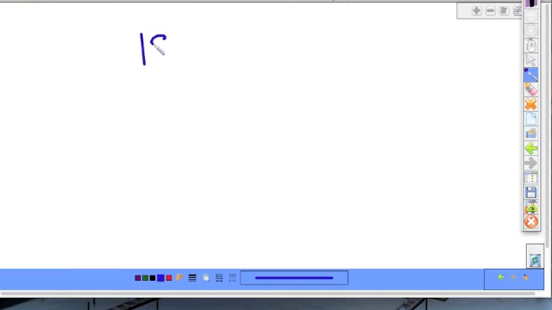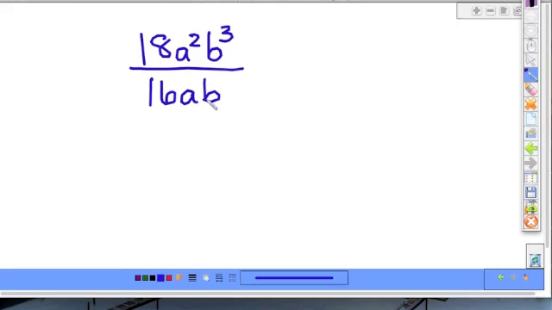We have 18a squared b to the 3rd all over 16a b to the 3rd. Okay, well, let's do our numbers first. 18 and 16 can both be reduced down by 2. So that would give me 9 over 8. Okay. Now, let's look at our a's. We have a to the 2nd, a to the 1st. So we subtract. 2 take away 1 is going to leave me with just an a.